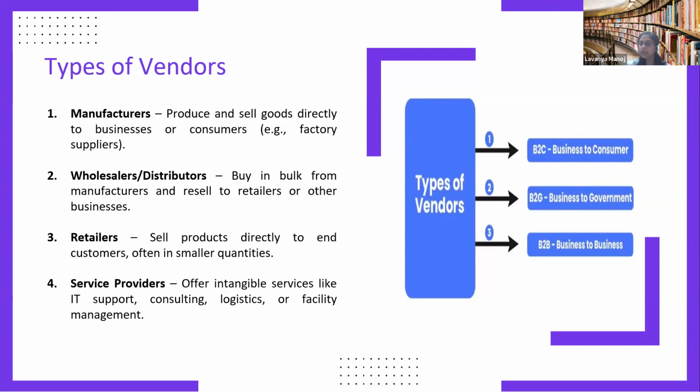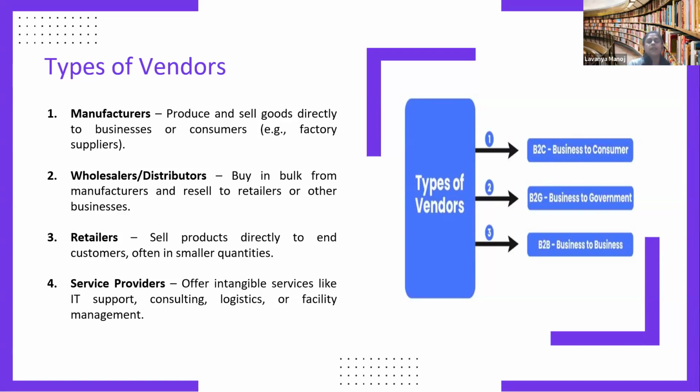So all these types of vendors can finally be classified into three categories. Either they would be dealing directly with the consumer, that is business to consumer, or with the government, business to government, or with other businesses, business to business. So manufacturer, that is the first type of vendor.